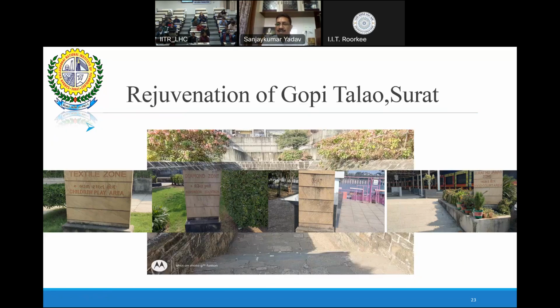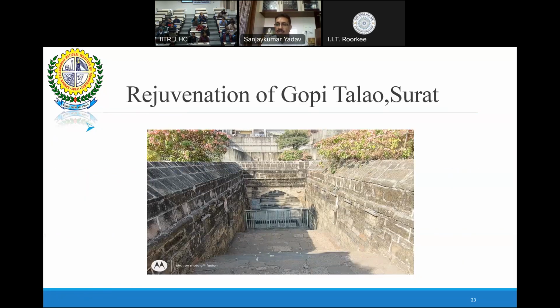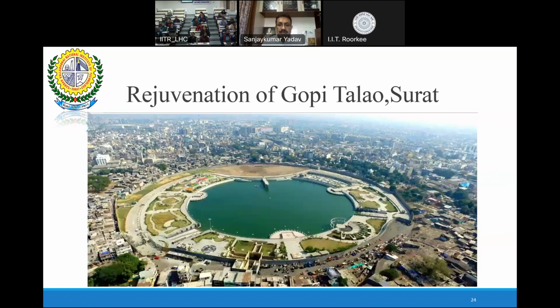This is a stepwell, right? This stepwell is also rejuvenated, along with the Gopi Talab. You can see the clear picture, the neatness and cleanliness, of the stepwell, which was rejuvenated along with the Gopi Talab. This is again the bird's-eye view of the Talab. You can see what we saw in 2011, the Google image which we have seen.